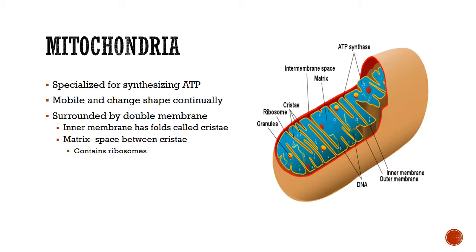Another important organelle is mitochondria, specialized for synthesizing ATP. It's mobile and changes shape continually. It's surrounded by a double membrane, the inner membrane, which has folds called cristae, and the matrix, which is the space between the cristae, which contains ribosomes.